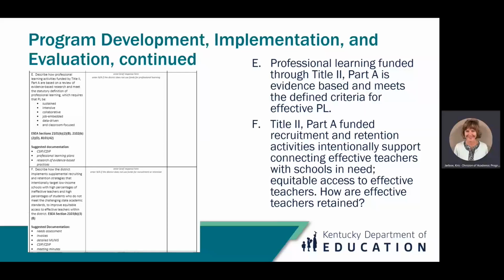E and F are similar to this, and that is if funds are used for professional learning, what evidence are you using to know that the professional learning you're utilizing fits the needs of your district. And the same would go for Section F. If you are using funds for recruiting and retention, briefly describe how you're doing that and upload evidence that supports your description.